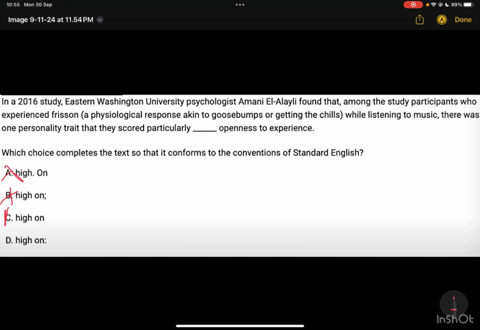That shouldn't be the answer because a colon is unnecessary in this case, as it should continue directly, like C, because openness to experience connects to high on. So D is incorrect.